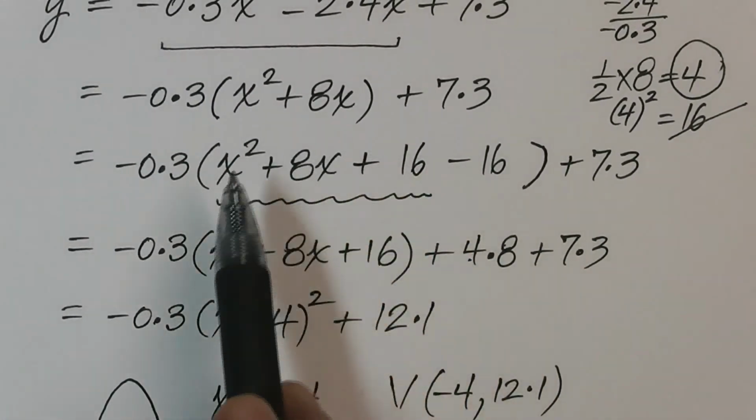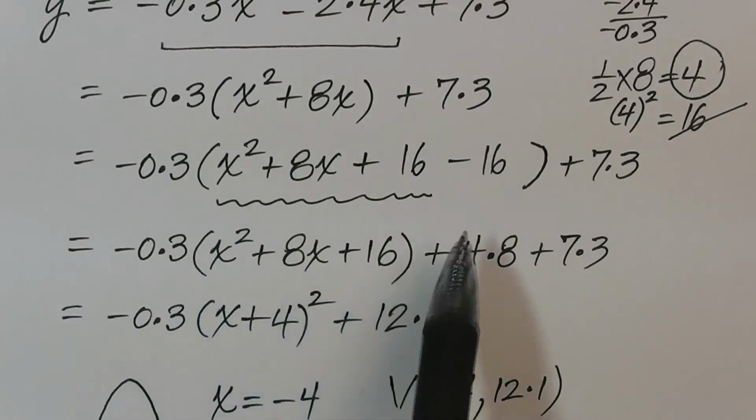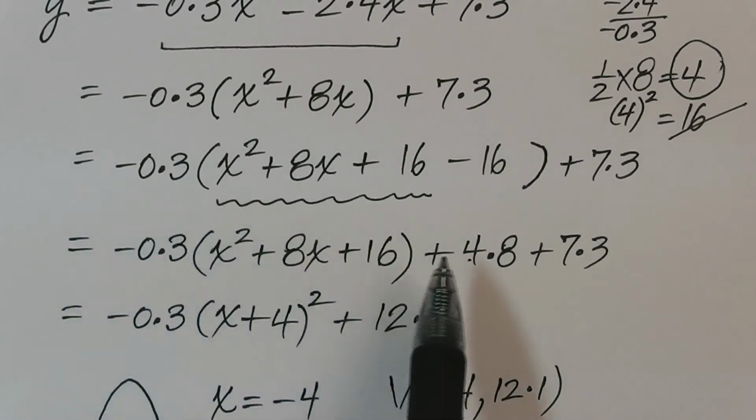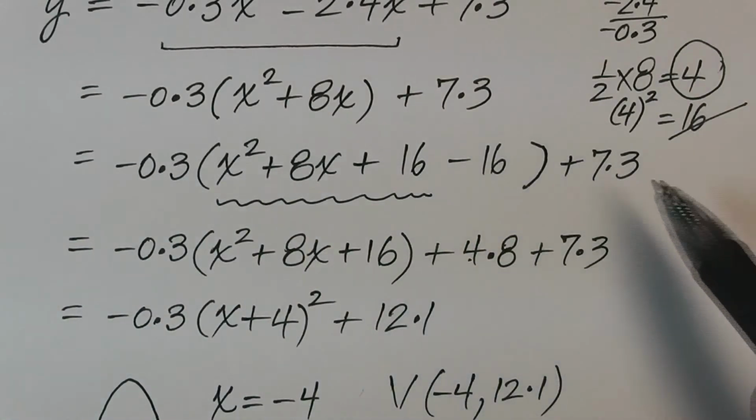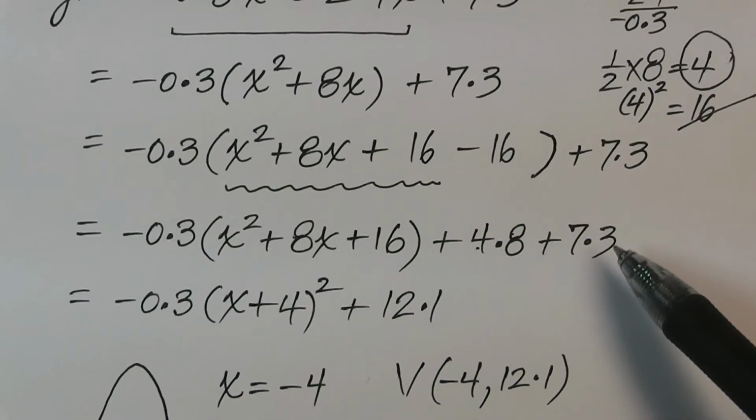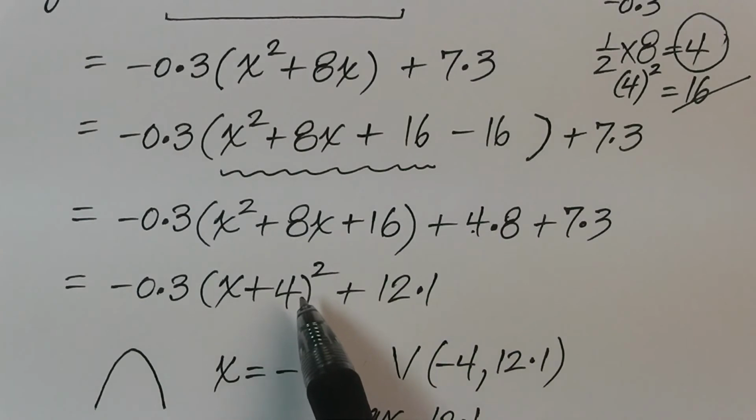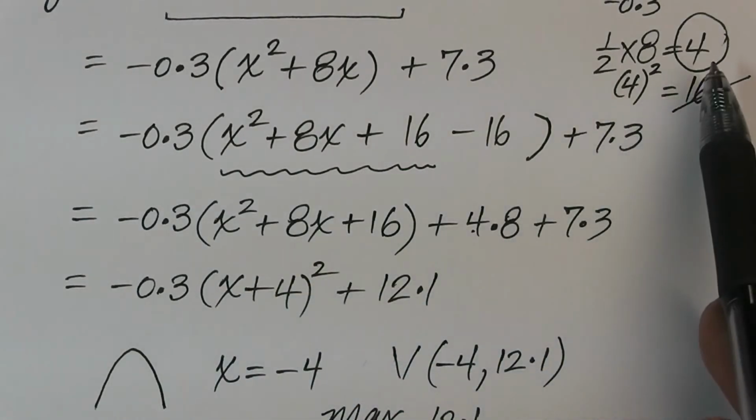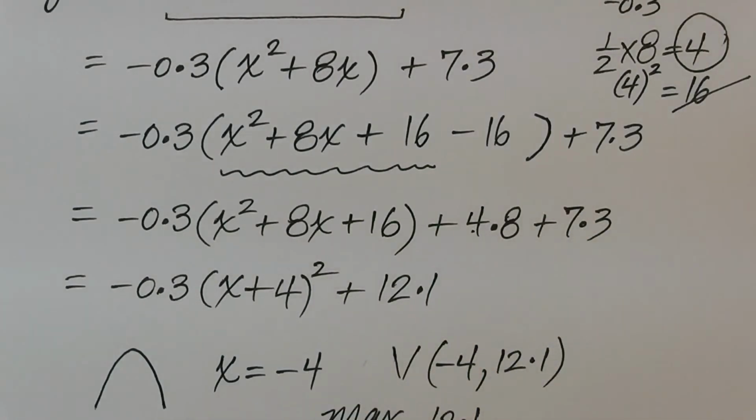I've grouped these first three. X squared plus 8x plus 16. Negative 16 multiplied by negative 0.3 will give me positive 4.8. Now bring the 7.3 down. This factors as a perfect square, x plus that first number, 4.8 plus 7.3, 12.1.